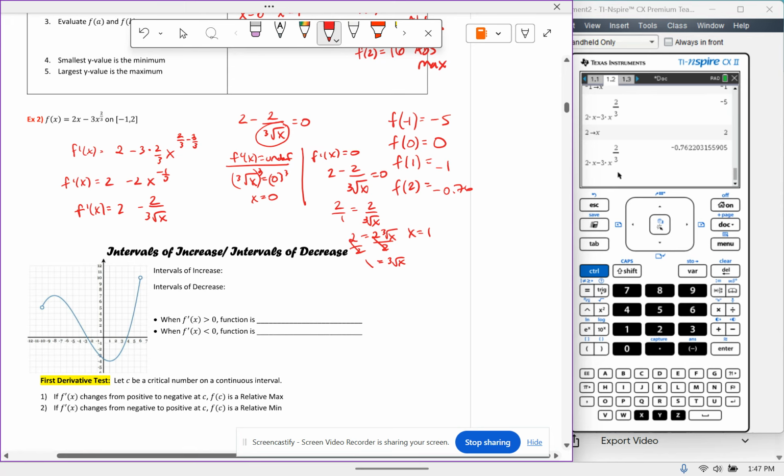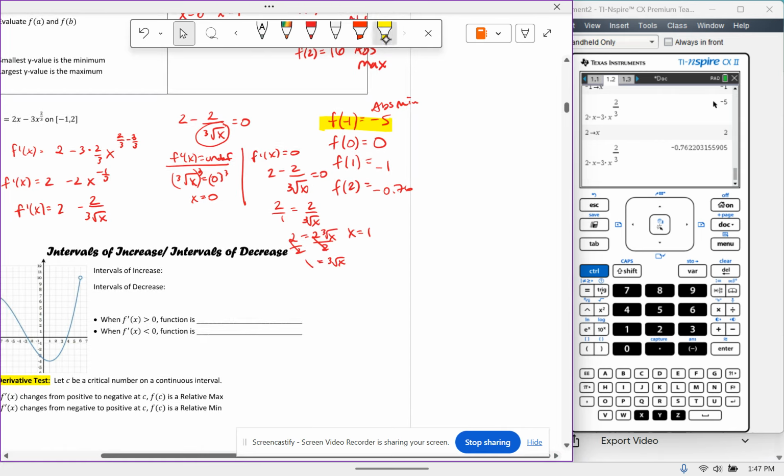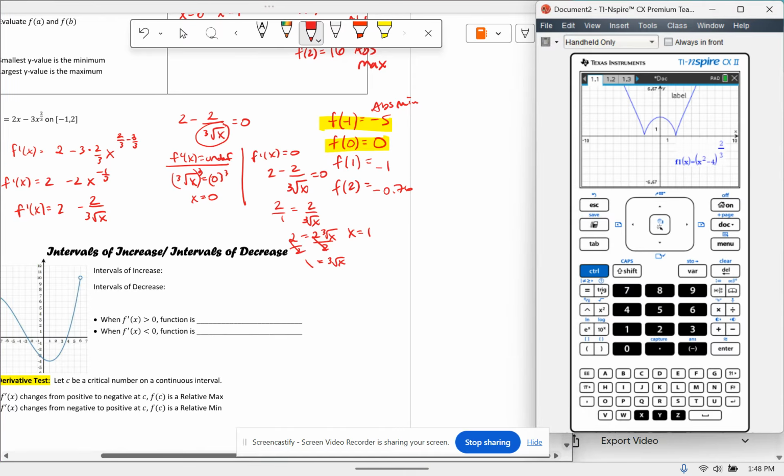Okay, so our absolute minimum is going to be at, or when x is -1. And then our absolute maximum is going to be at 0. Look at the graph. Does that make sense? Yeah, there's like a little minimum happening over here at 1, and then there's a little maximum happening right here at 0.